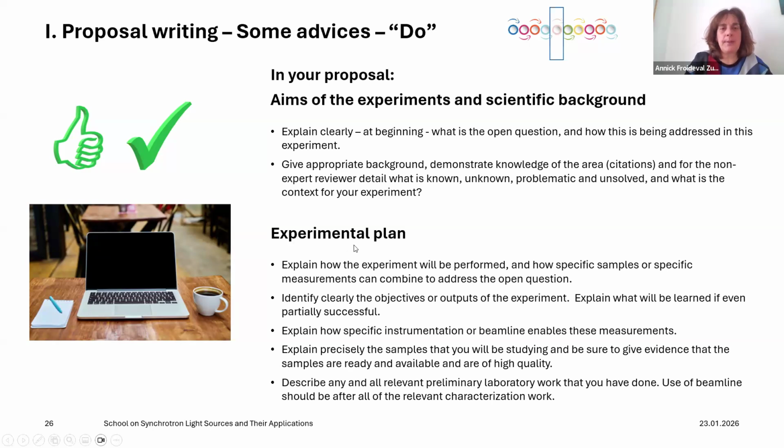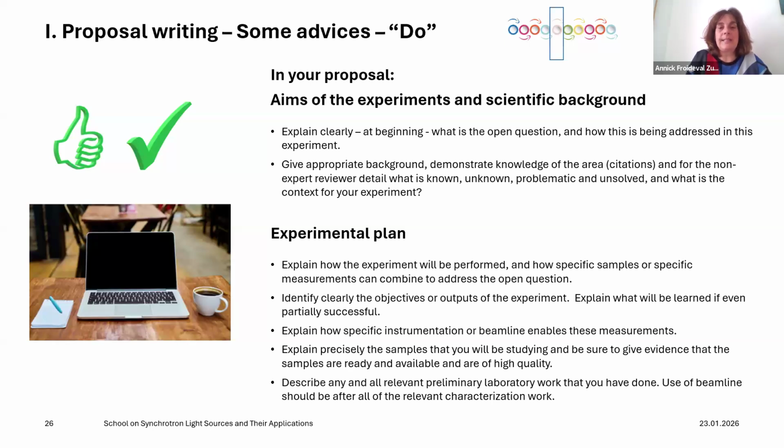Then for the experimental plan, explain how the experiment will be performed and how specific samples or specific measurements can combine to address the open question. This is something you may have discussed with the Beamline team. Then identify the objectives and the output of the experiment and explain what will be learned even if only partially successful. So yes, it is important. Yes, explain how scientific instrumentation and the Beamline enable these measurements.